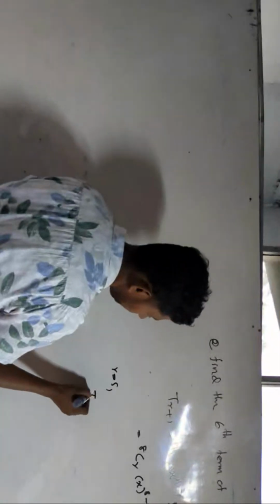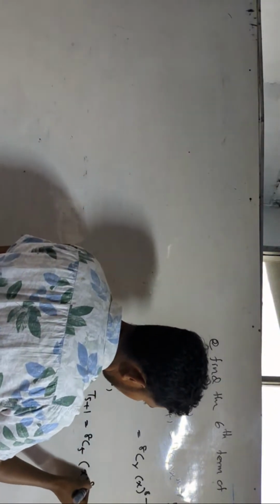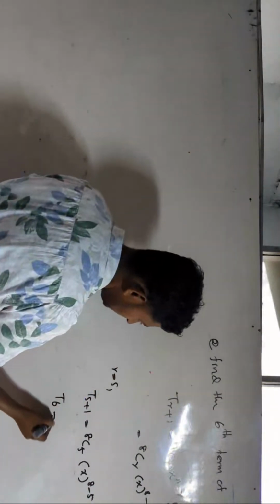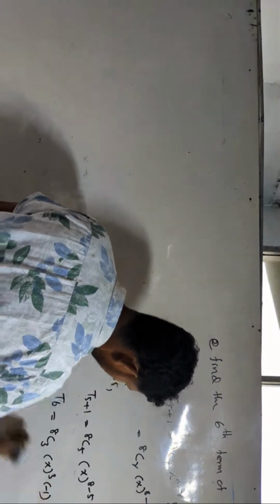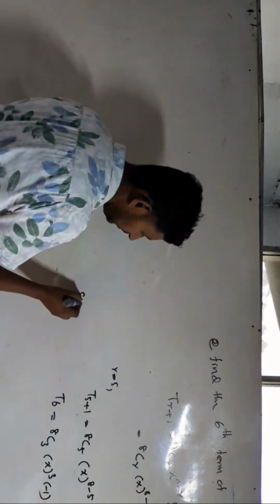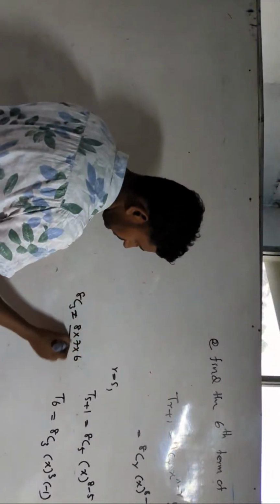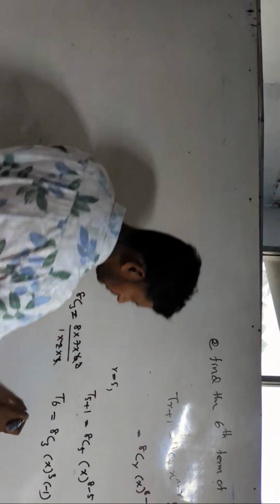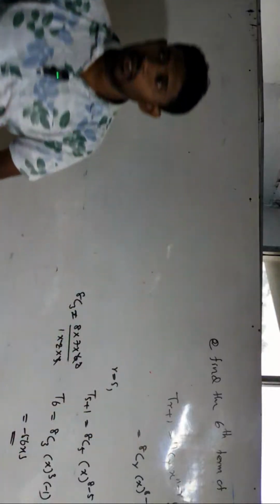Now we need the sixth term, so r is equal to 5. 5 plus 1. 8C5 x to the power 8 minus 5, minus 1 to the power of 5. T6 is equal to minus 8C3 x cube. So what does 8C3 mean? So just like that we can get the answer.